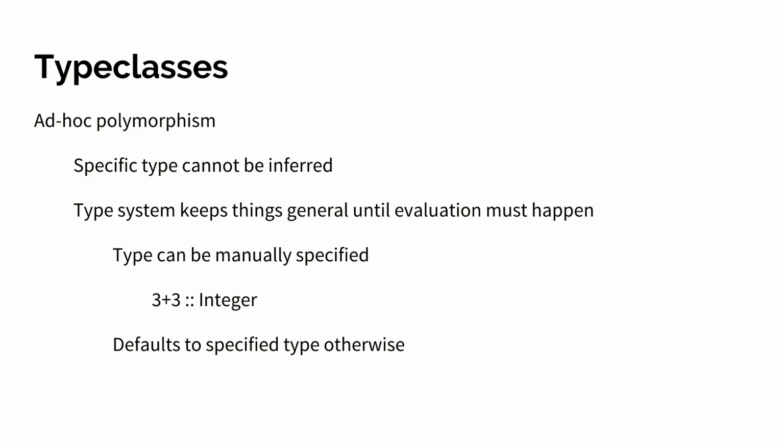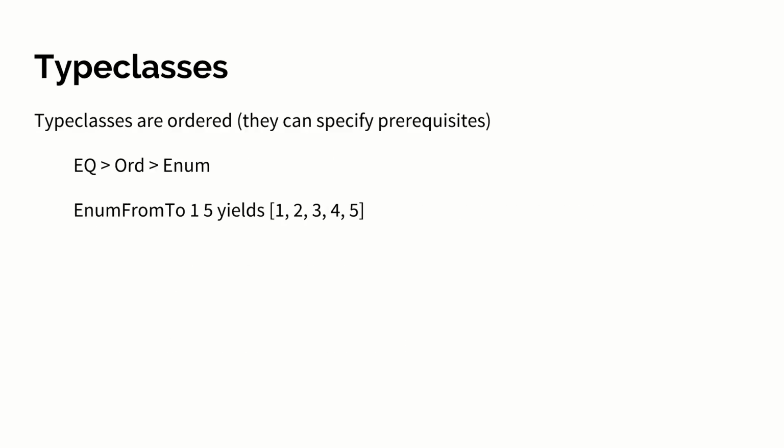Now, if we do not specify a type for the language, it will simply default to a type that is specified in a library somewhere. There exists a concept of inheritance almost in type classes. More specifically, type classes can essentially define prerequisites.